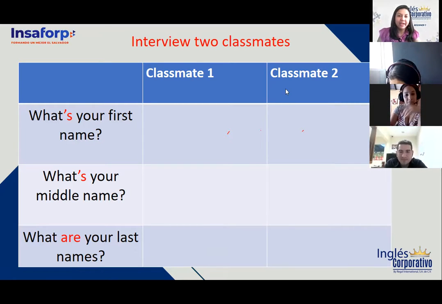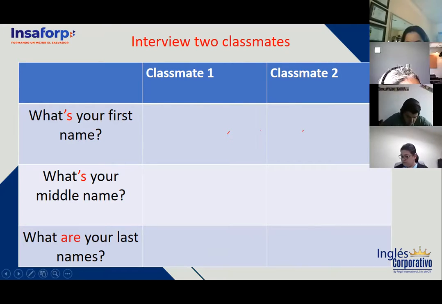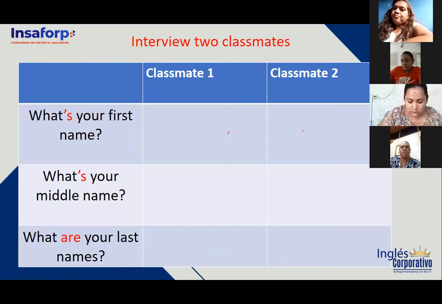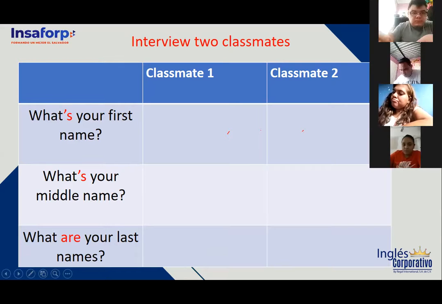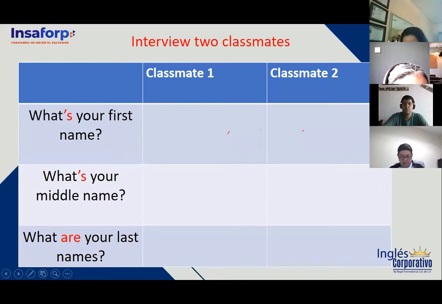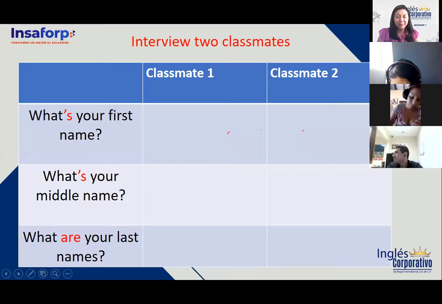Okay, so let me create the breakout rooms for you. Pero quiero que terminen de copiar. No sé si ya todos terminaron. Aquí vamos corriendo un poquito porque como es only one hour class, solo es una hora. Entonces la vamos a aprovechar al máximo para practicar y aprender todo lo que podamos.